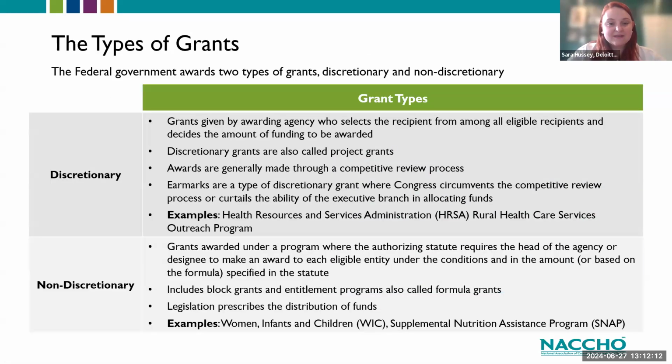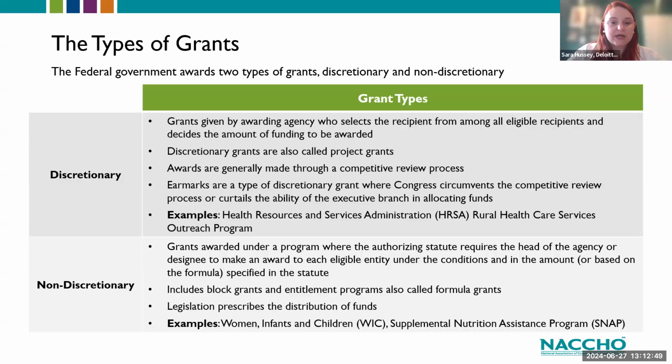Now, within types of grants, and again, I'm going to use grants, but this applies to grants and cooperative agreements, there are two prominent types: discretionary and non-discretionary. The core difference here is in how the funding is allocated and the expectations for how much autonomy the awarding agency has in selecting who will be awarded that funding, what projects will be funded, and what the terms and conditions of those funds will be.